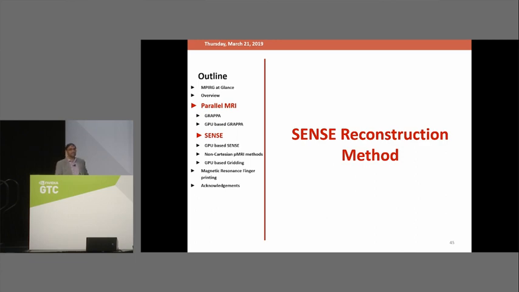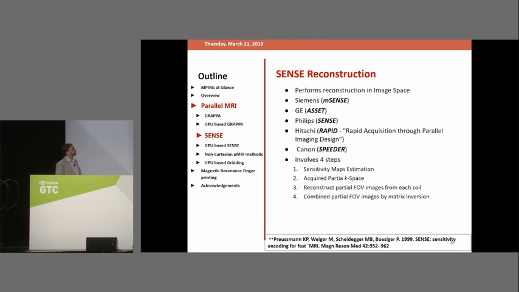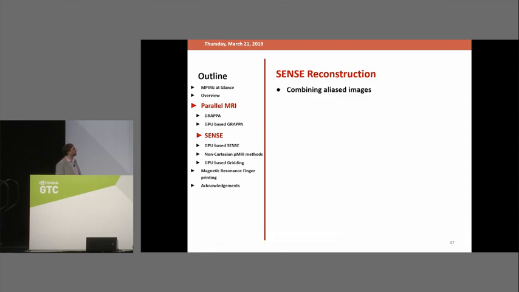The second method I want to explain here is the SENSE reconstruction, which is the image-based method. It runs on the MR scanners of many manufacturers under different names. Some people name it M-Sense, GE names it ASSET, Philips names it SENSE, Hitachi names it RAPID. So it's quite a commonly used protocol. But again, the gains can be offset if the reconstruction time is greater.